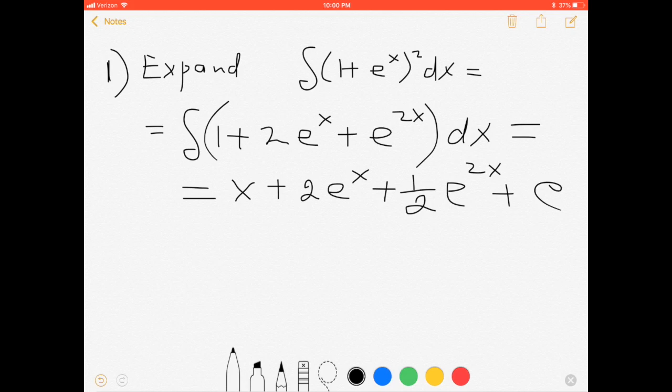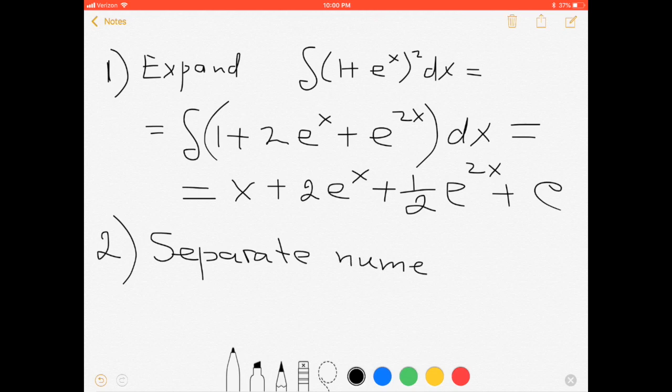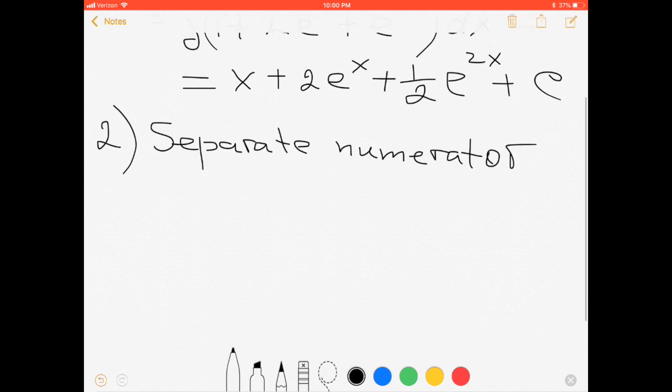Separate the numerator. Second rule, sum integration rule. Separate. Let's see some example.